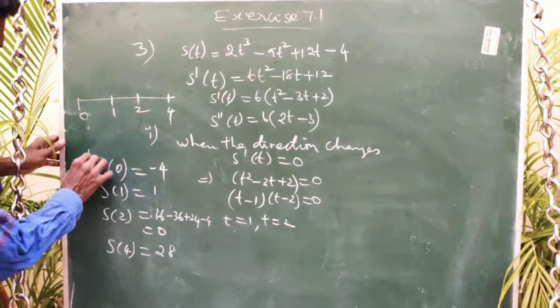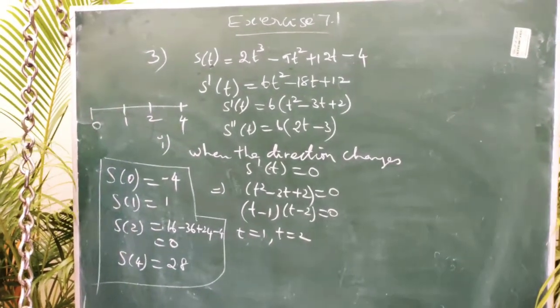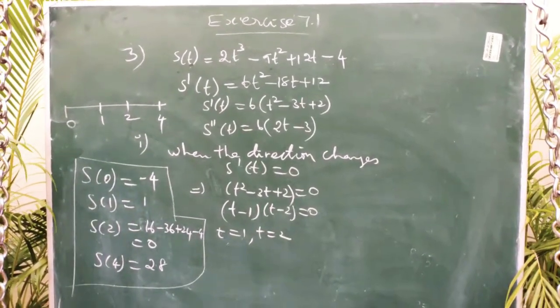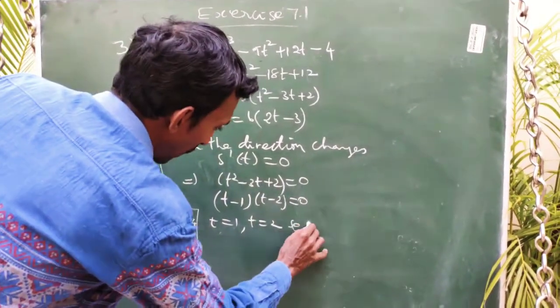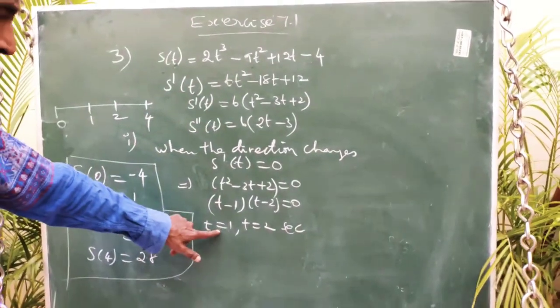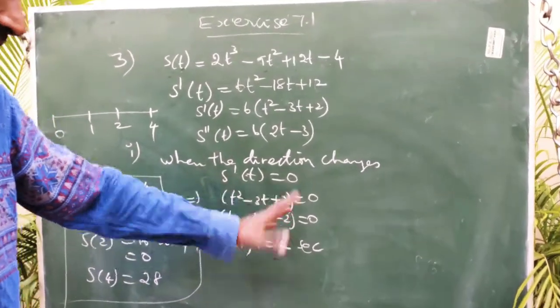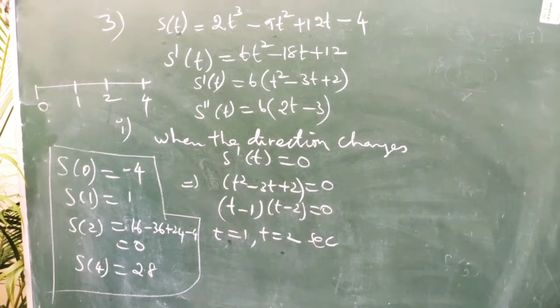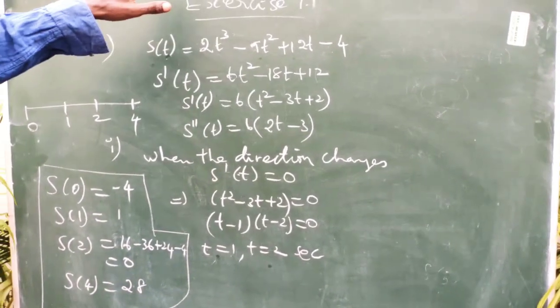Why I am finding this is quite useful for the answer to the second subdivision. Are you clear? So these two are the answers for the first subdivision. When t equal to 1, the first time it changes direction. When t equal to 2, the second time the particle changes direction. If we draw the diagram, it's totally meaningful.